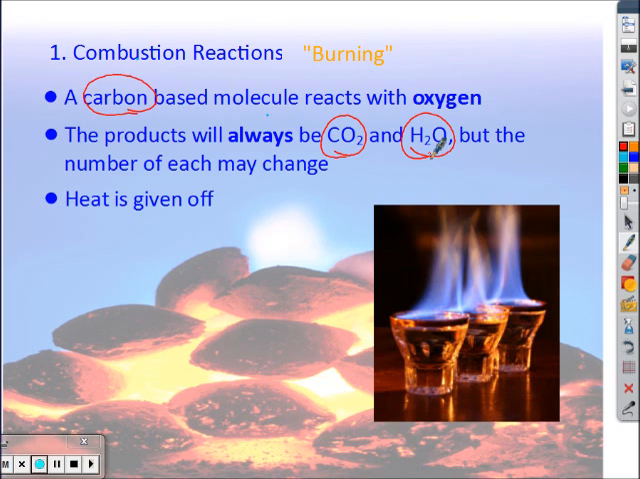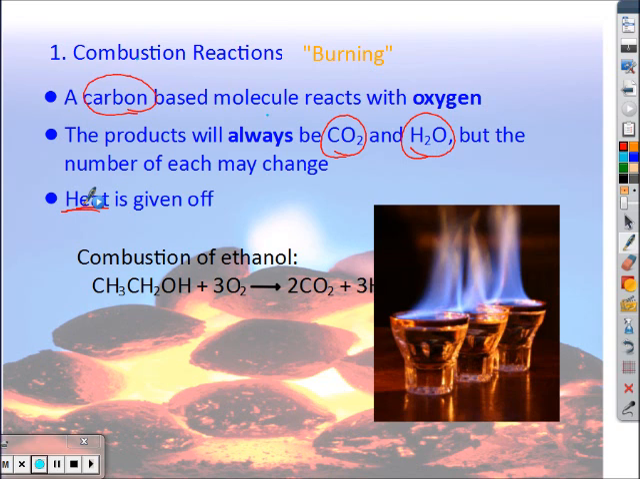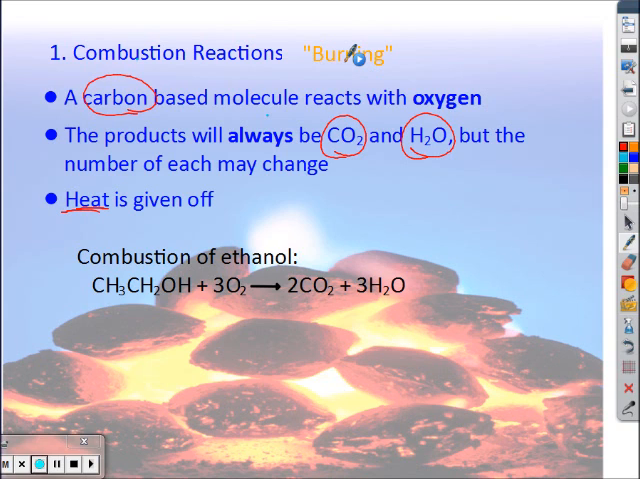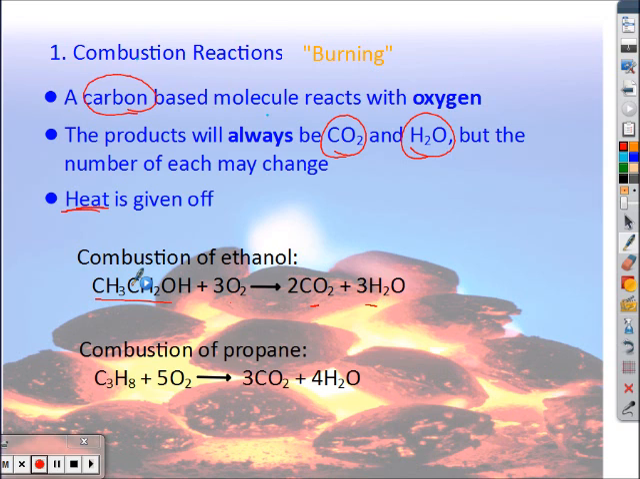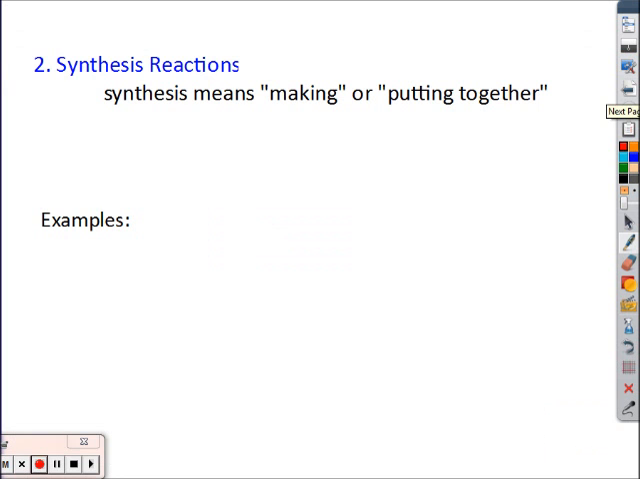Another clue as a combustion is that heat is given off. Things get very warm. As you know, if you try to touch a fire, you're going to burn yourself. An example of a combustion reaction is when ethanol reacts with oxygen. It forms 2 carbon dioxide and 3 water molecules. Another example, propane. This would be in your gas grill. C3H8 plus 5 oxygen goes to carbon dioxide and water. So you always see these products, and you always see the carbon of some kind in the reactant side. Oxygen is always implied. If it burns in air, it's burning in oxygen because oxygen is in air.